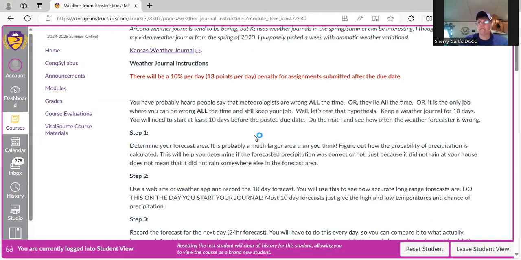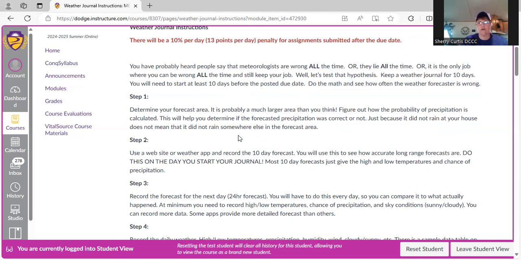You've probably heard people say the weatherman's wrong all the time and still gets to keep his job. Well, that is a testable hypothesis, and so what we're going to do is test it. The first thing you need to do is determine your forecast area. It's probably a lot larger than you think. And then figure out how the probability of precipitation is calculated.